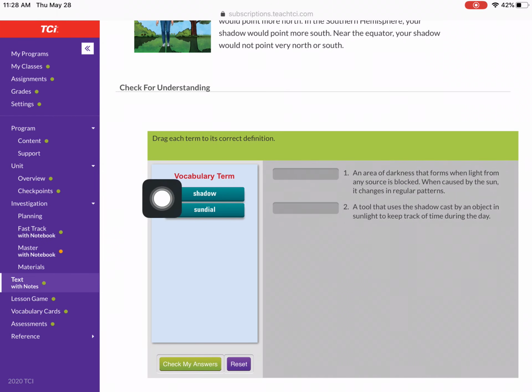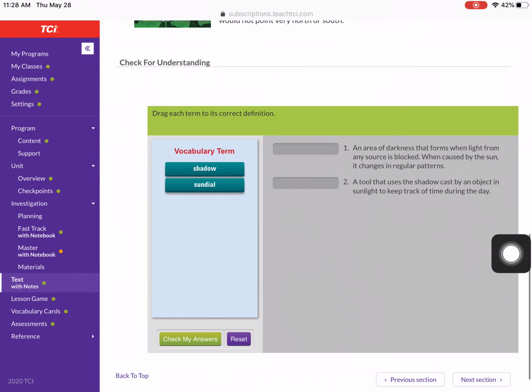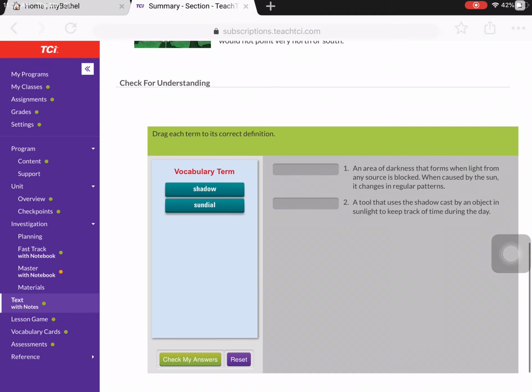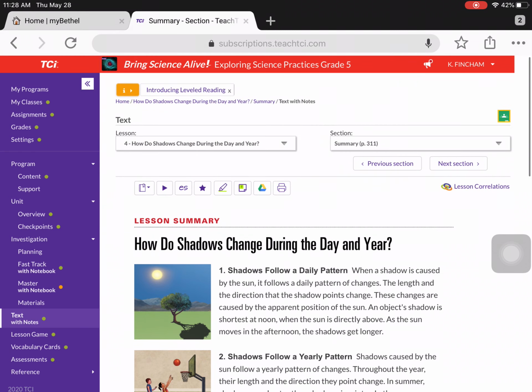And then here is a short vocabulary. You're supposed to drag and drop the vocabulary to each definition. So, that's it for shadows.